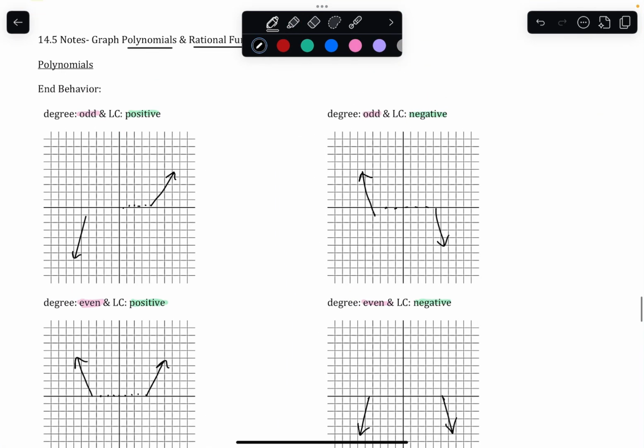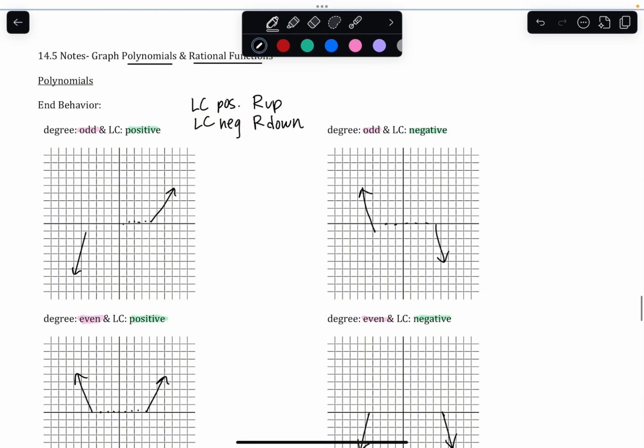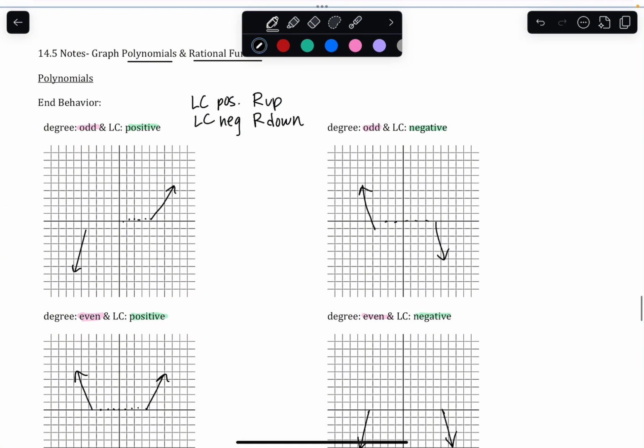Okay, so leading coefficient positive, right side up. If the leading coefficient is negative, right side down. The leading coefficient tells you what the right side is doing. And then if the degree is even, the left side matches the right side. If the degree is odd, they're the opposite.